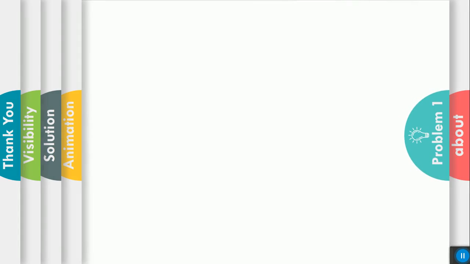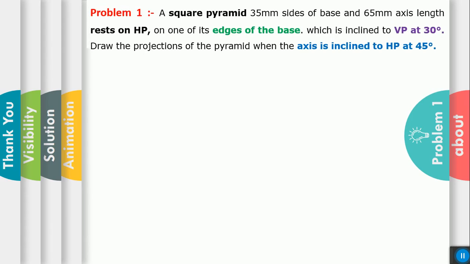Let's look ahead at very interesting problems on pyramids. Problem 1. A square pyramid, 35 mm sides of base and 65 mm axis length, rests on HP on one of its edges of the base, which is inclined to VP at 30 degree. Then draw the projections of the pyramid when the axis is inclined to HP at 45 degree.